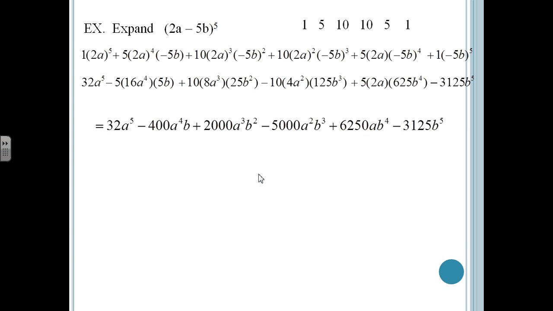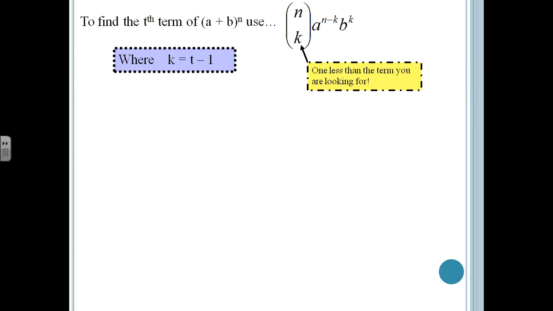Okay, so what else could we do with this? Well, aside from expanding a whole thing, we can actually look for a specific term. So if we were trying to find the tth term, I know that's kind of funny, of (a + b) raised to the n, we're going to use this formula. So we're going to use this combination to figure out the binomial coefficient as opposed to looking at Pascal's triangle. So we're going to have n choose k, and k, this number on the bottom, is one less than the term you're looking for. So if you're looking for, say, the 12th term, k is going to be 11.